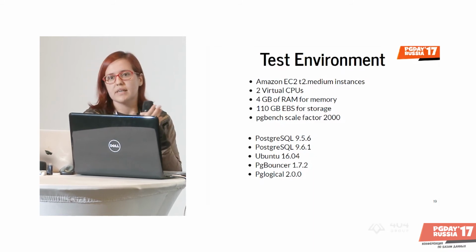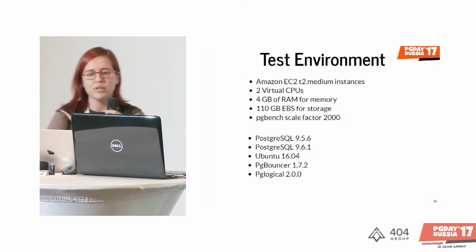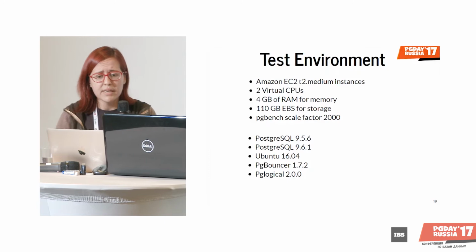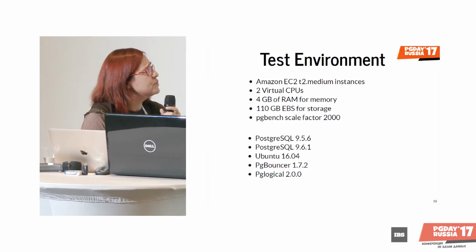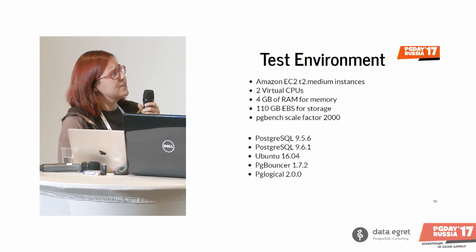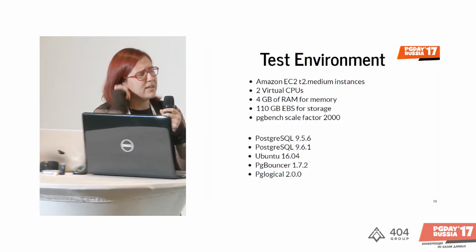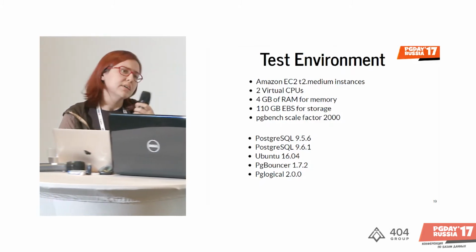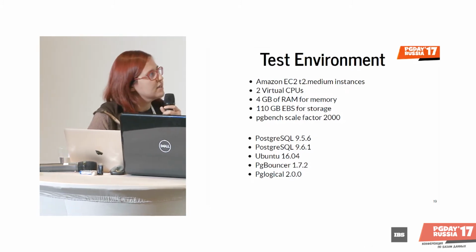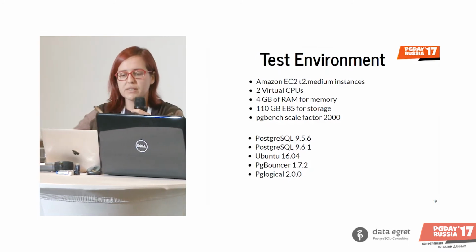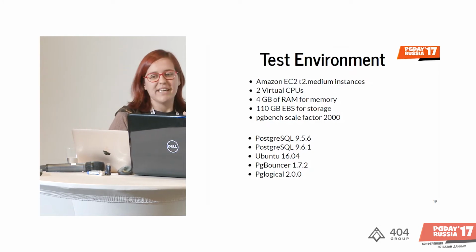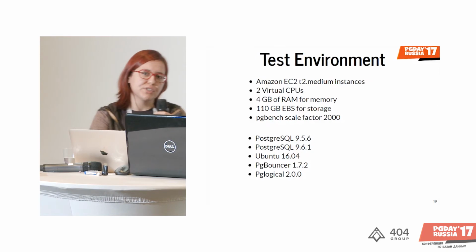And what did the test environment look like? All tests were running on Amazon EC2 instances and, of course, on 64-bit systems. They had two virtual CPUs, 4 gigabytes of RAM, and 110 gigabytes of EBS storage. And I used pgbench with scale factor 2000. It made about 27 gigabytes of database, which was enough for the test, I would say. Also, there was one thing that I did before the upgrade. I ran pgbench for 2 hours to generate transactions. And during the online upgrade, pgbench was still working, because it was my application as well that I wanted to test.